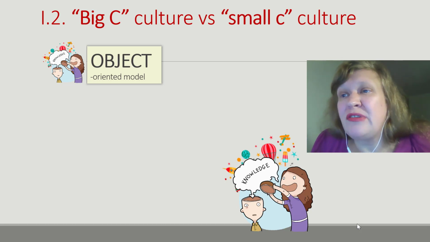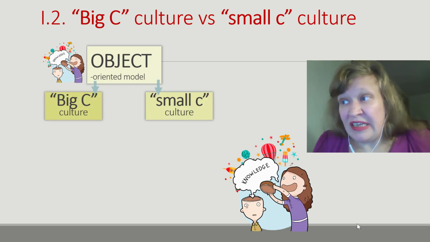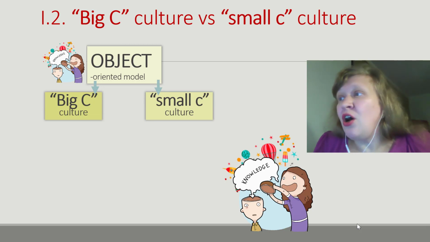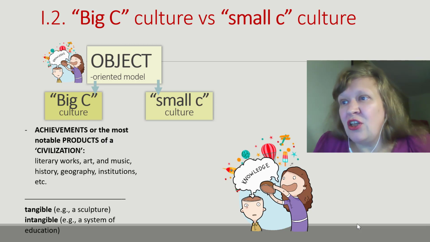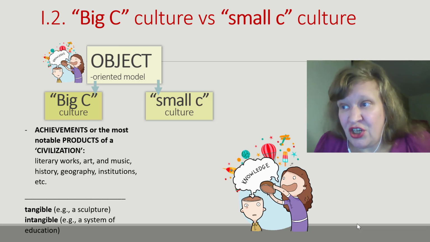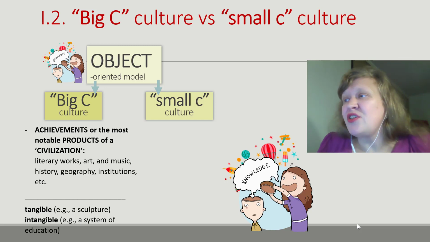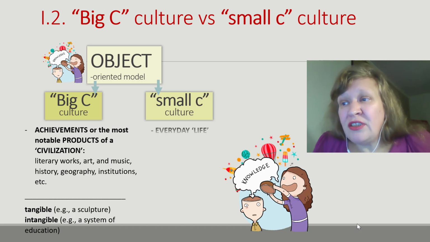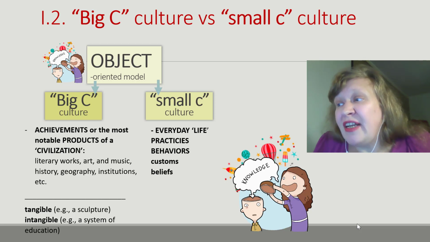The most popular traditional typology is culture with a capital C, big C culture, opposed to culture with a small c culture. Big C culture or achievement culture refers to achievements or the most notable products of a civilization: literary works, art, music, history, geography, institutions, etc. Small C culture refers to people's everyday life, cultural practices, behaviors, customs, and beliefs.